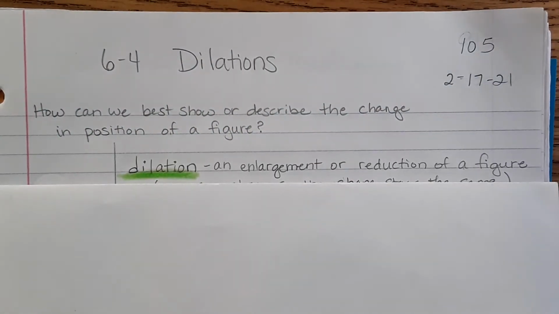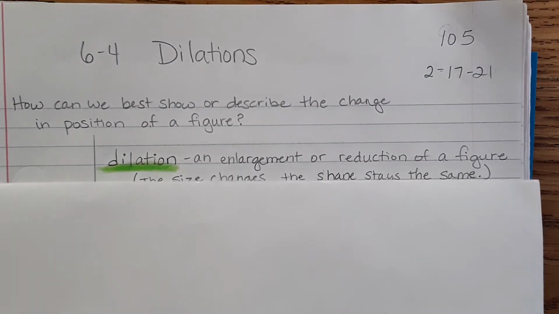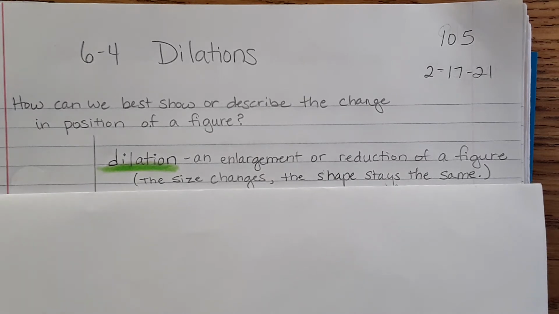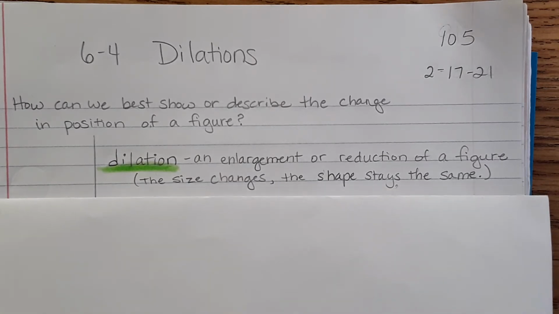A dilation is an enlargement or a reduction of a figure, which means that the size changes, but the shape stays the same. One way to think about this is on a touch screen, like on a phone or a laptop or a tablet, where you can make the size change, but the shape stays the same.